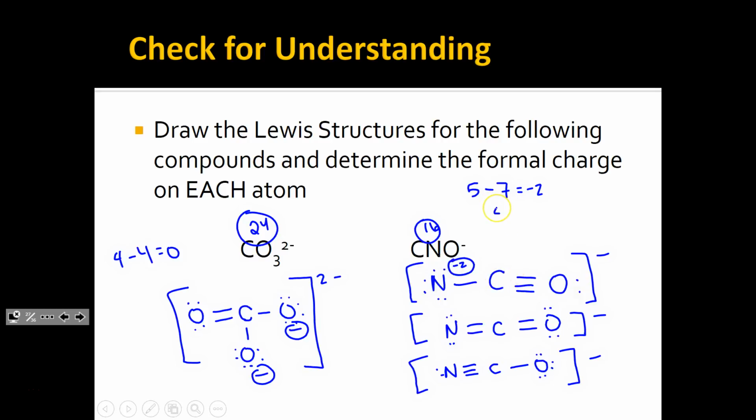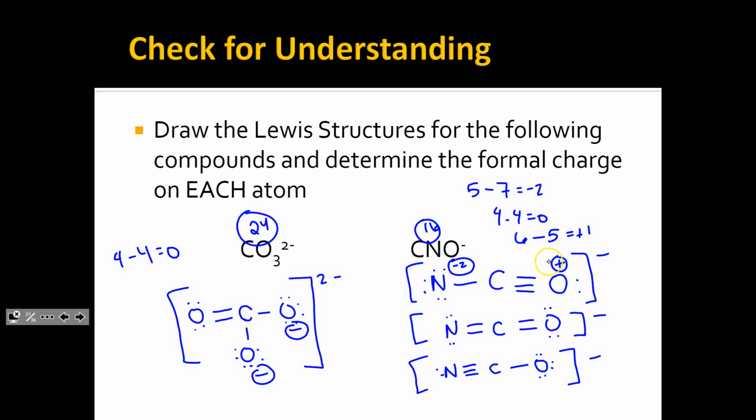Carbon, 4 valence electrons, minus there are 4 things touching it. That's going to be 0. That's pretty good. And finally, oxygen. Oxygen, it's in the terminal position, has a triple bond. That's kind of new to us, right? So 6 valence electrons for oxygen, minus there are 5 things touching this oxygen. So 5 associated electrons. That's going to be positive 1. So positive formal charge there.